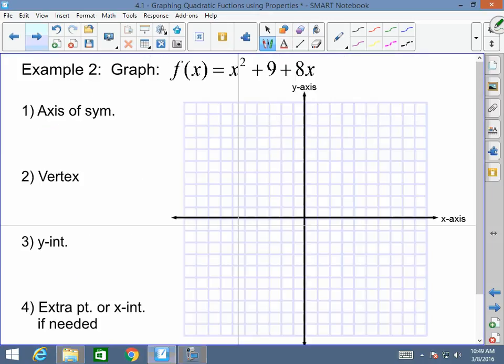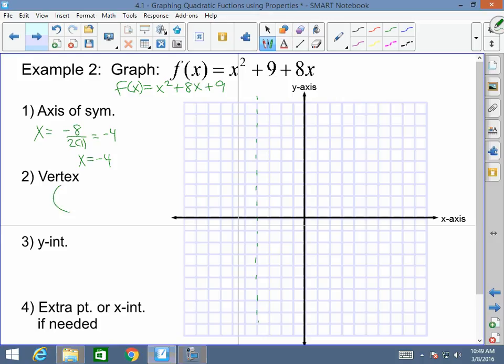Okay, let's graph this. First thing you want to do always, though, guys, is write it in standard form. So f of x equals x squared plus 8x plus 9. My axis of symmetry equals negative b over 2a. So this is negative 8 over 2 times 1. So it's negative 4. So x equals negative 4. I'm going to go ahead and graph it immediately. 1, 2, 3, negative 4. Bam.